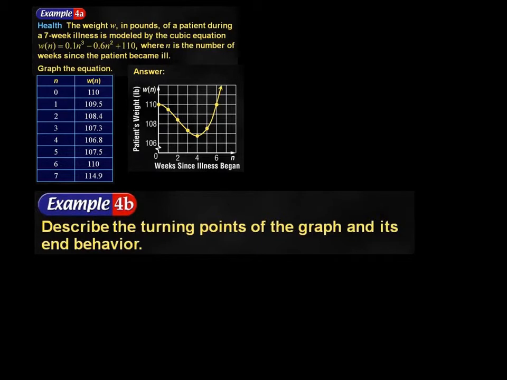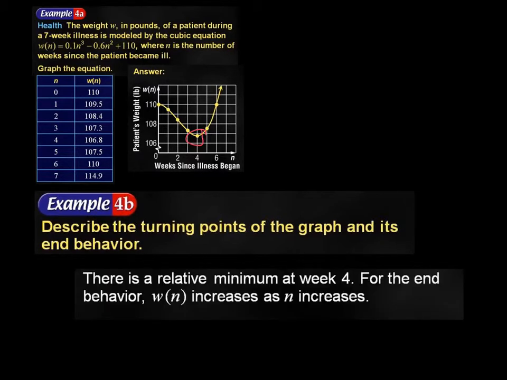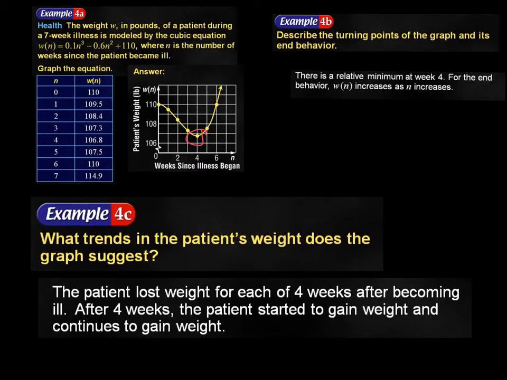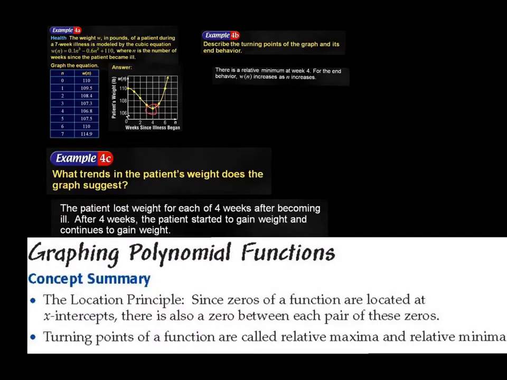Describe the turning points of the graph and its end behavior. Well, I can see one nice turning point. There's a relative minimum at week 4. For the end behavior, W of n increases as n increases. What trends in the patient's weight does the graph suggest? The patient lost weight for each of the 4 weeks after becoming ill. After 4 weeks, the patient started to gain weight and continues to gain weight.